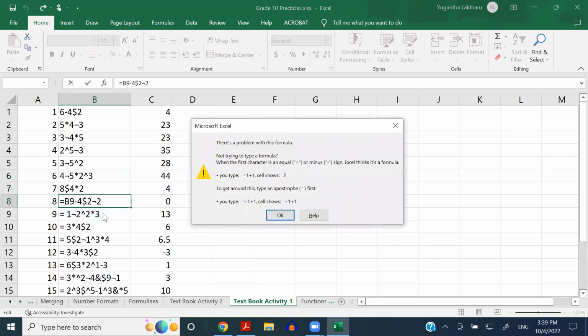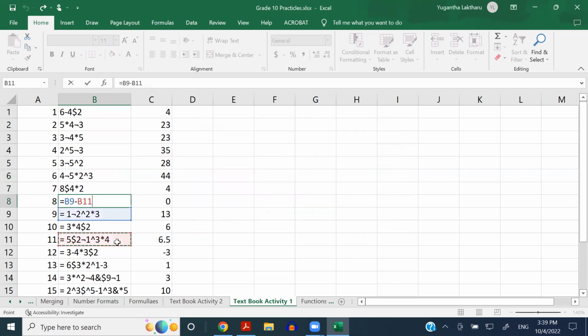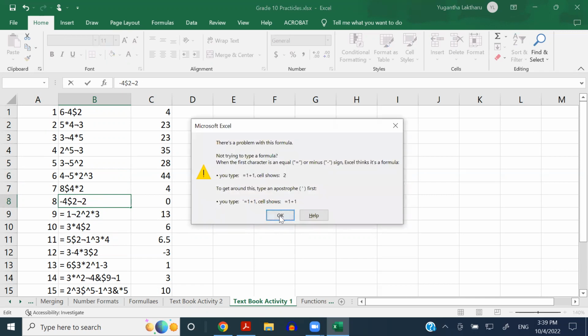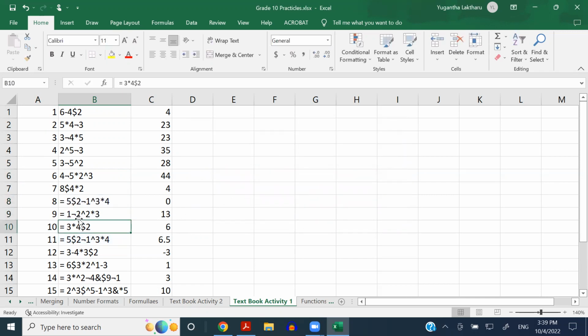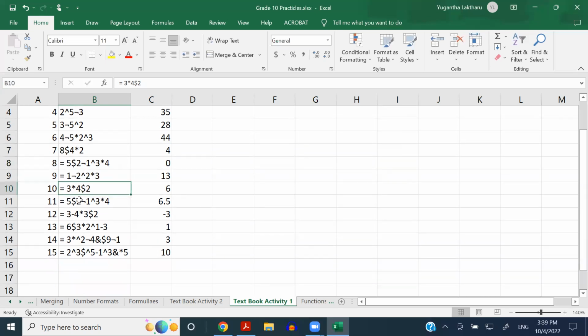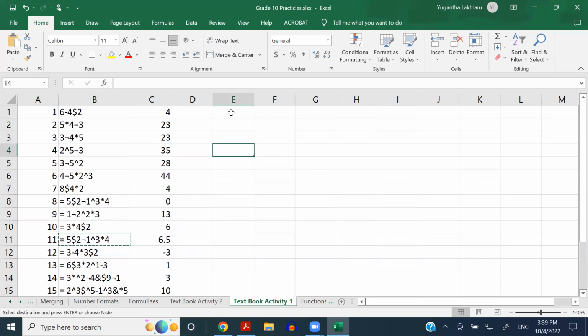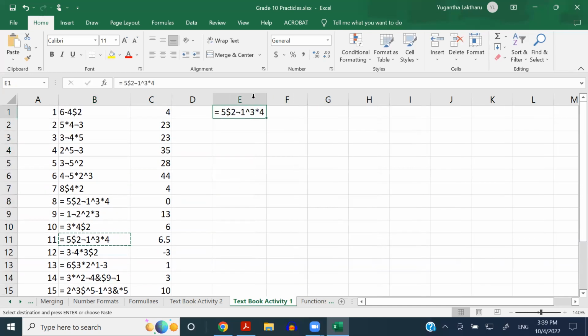Sir, can you do the 11th and 14th question with the steps? Yes, sure. 11th and the 14th. Yes, sir. Okay, hold on. Eleventh question, which is this. Let me take it over here. Right now, it's going to happen like this. So the equation is this.